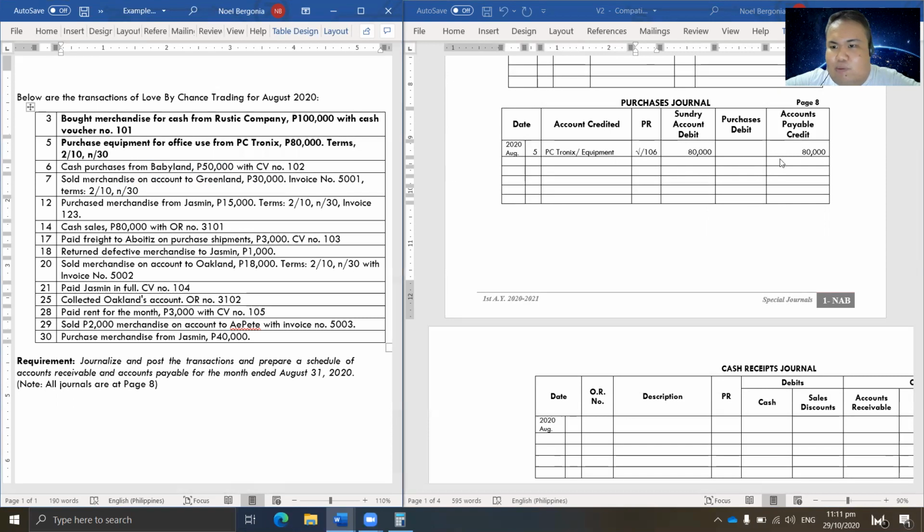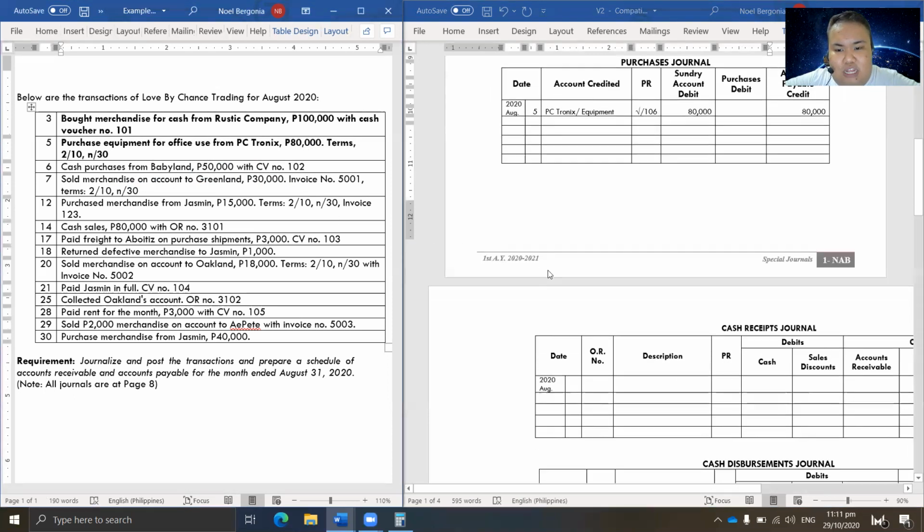Sir, hindi po ipopost yung accounts payable credit? Hindi na kasi nga po, mamaya total na lang po ipopost natin sa general ledger. Okay? So the next one is cash purchases for Babyland, no? 50,000 with CV or cash voucher 102. Okay? So again, purchases for cash.